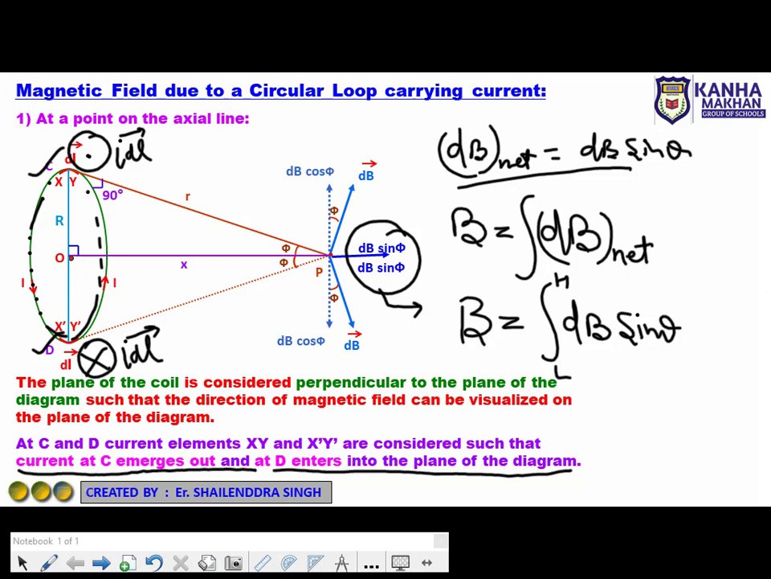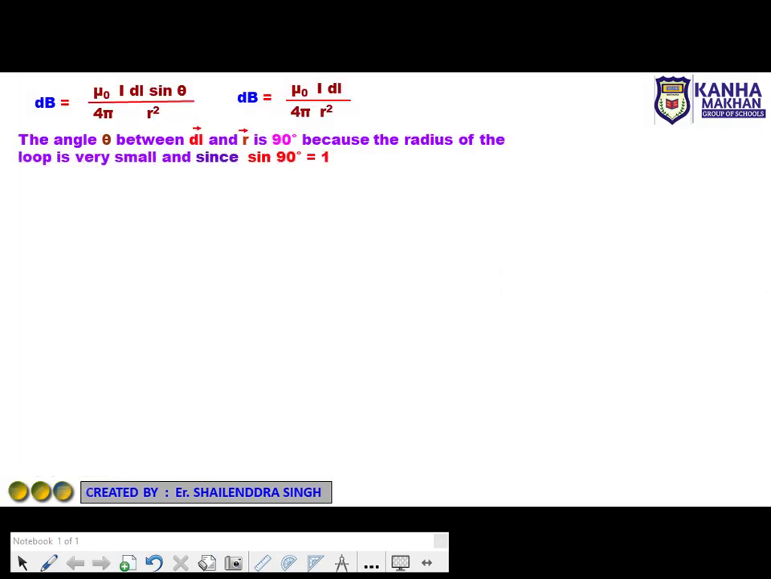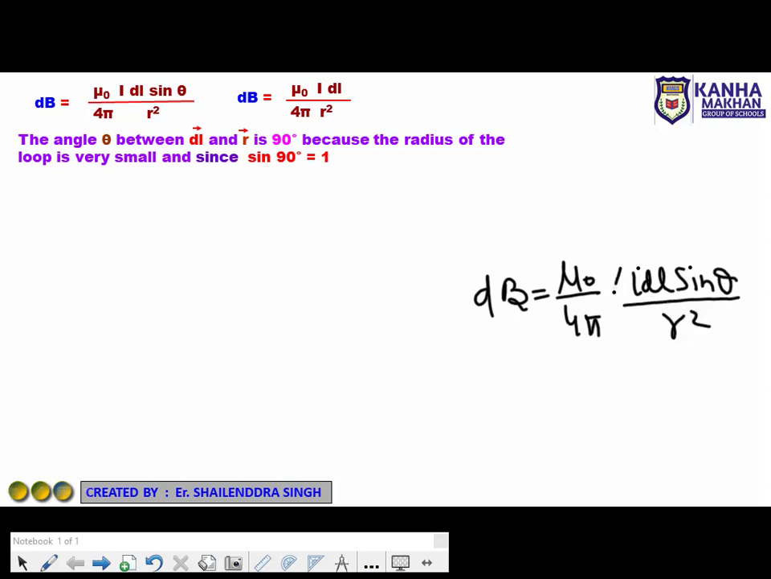Now, with the help of Biot Savart's law, the magnetic field dB is given as mu naught upon 4 pi I dl sin theta upon r square. It is the formula for Biot Savart's law. Here, theta is the angle made by the current element dl with the position r.